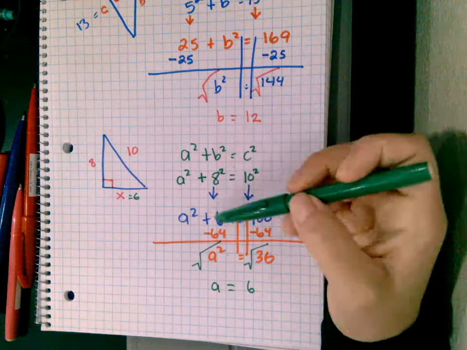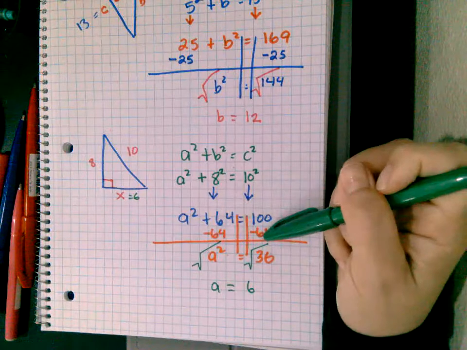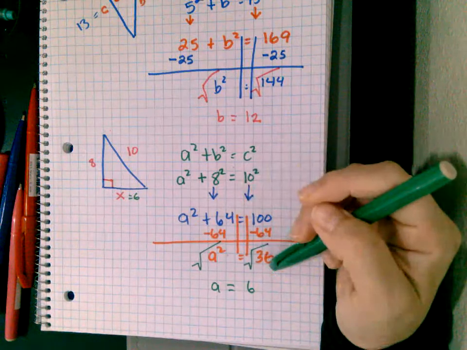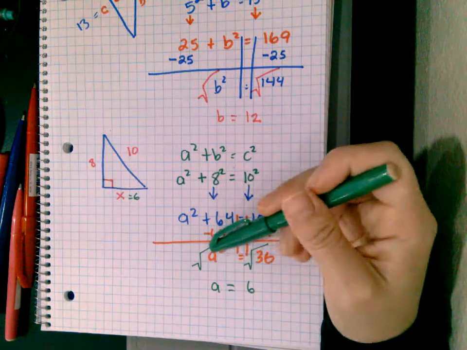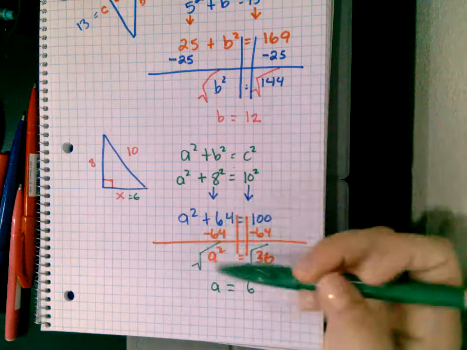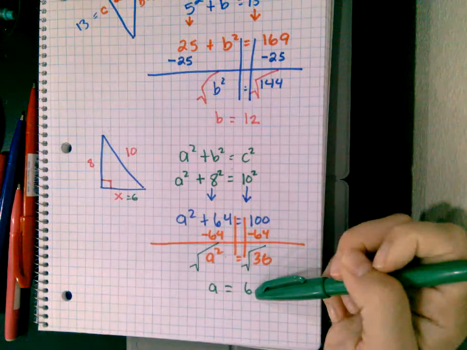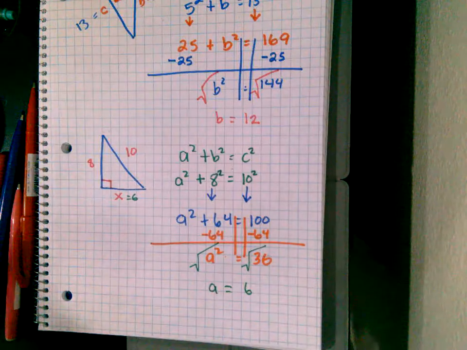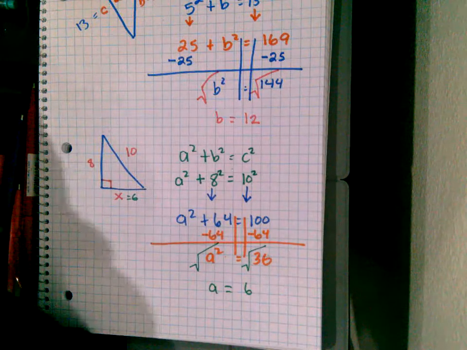Awesome. Going to subtract 64 on both sides. You're left with 36 is equal to a squared. And then you take the square root. So you're left with a is equal to 6. And that's it. Now, oh, hold on. The chat was being blocked.